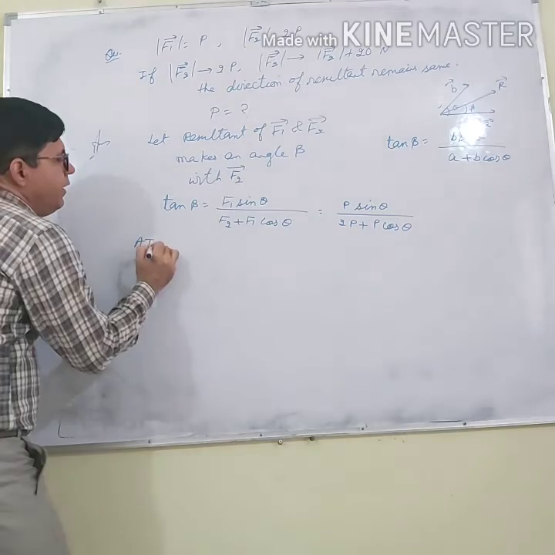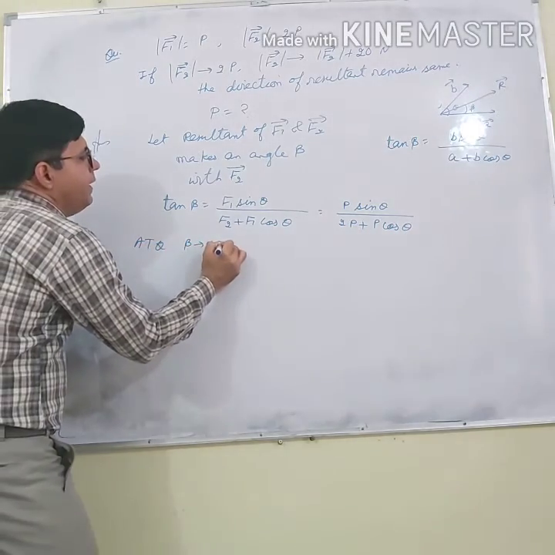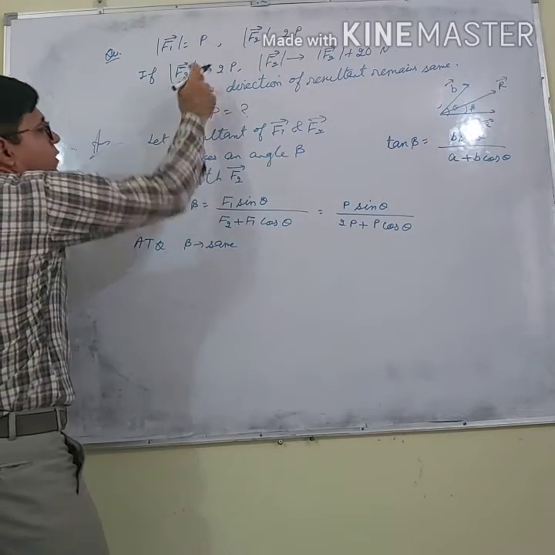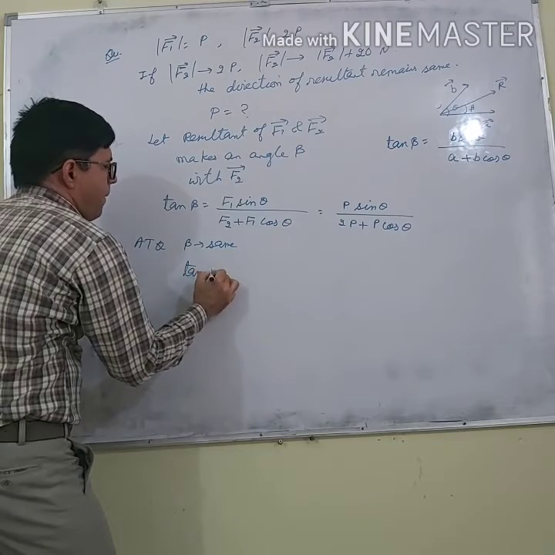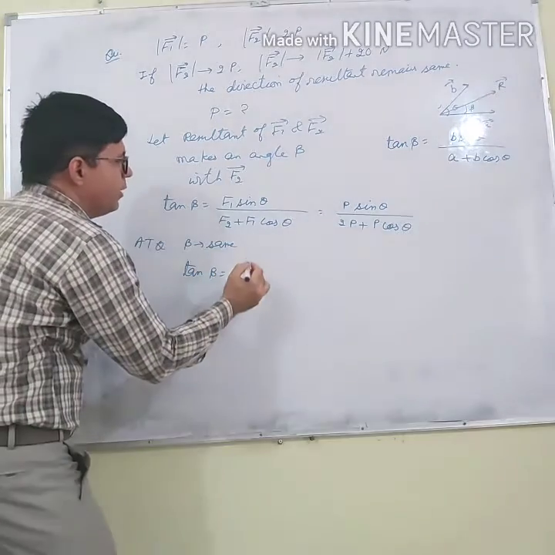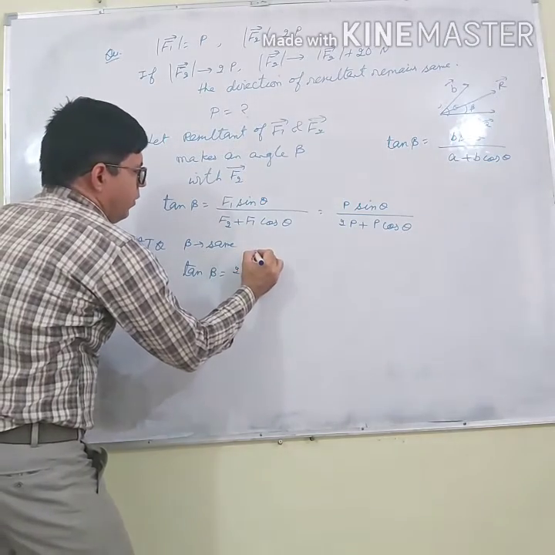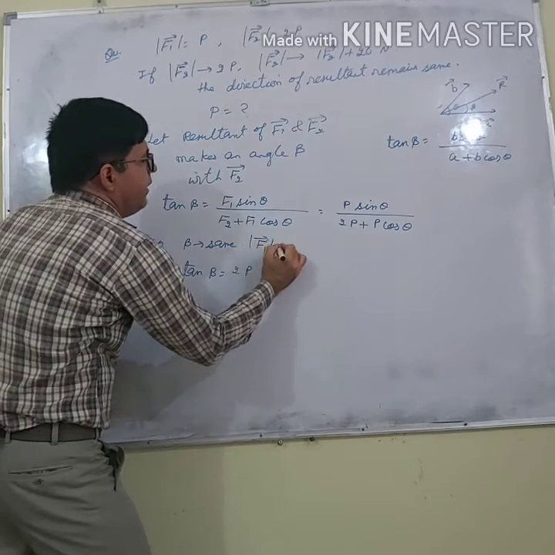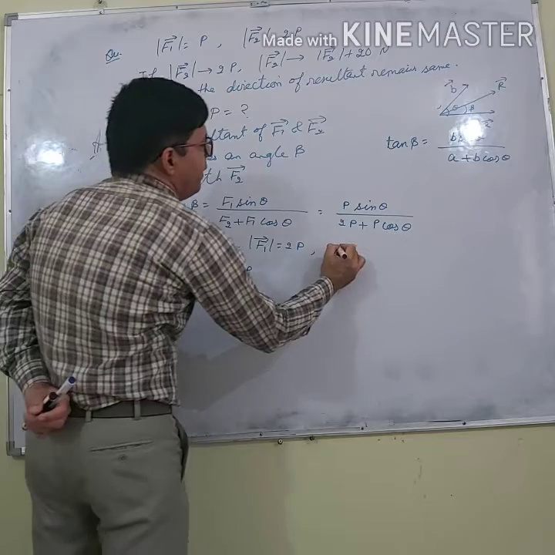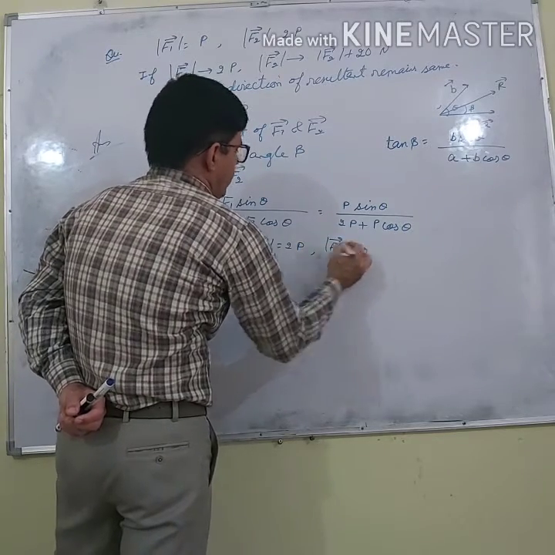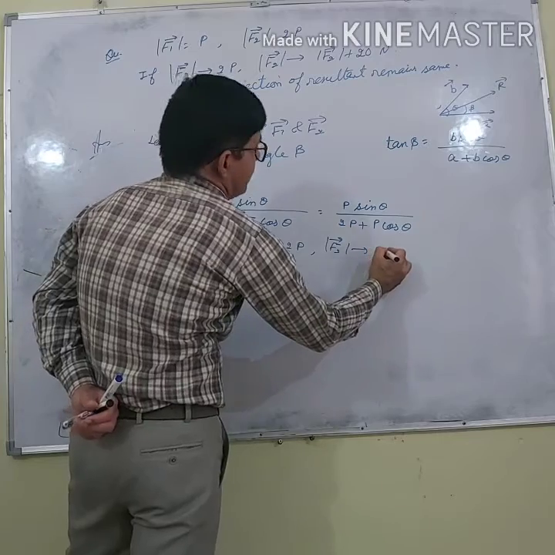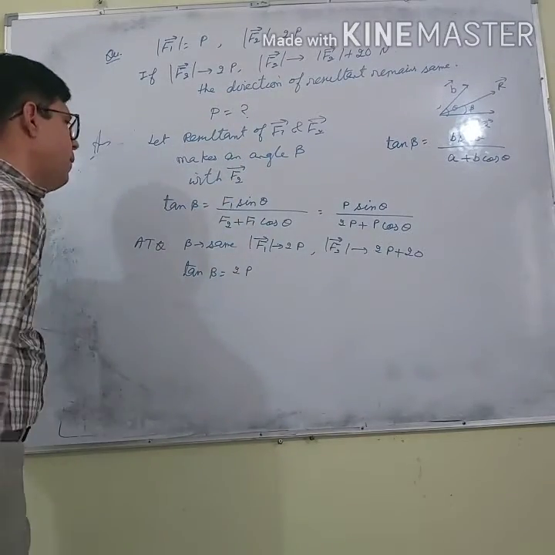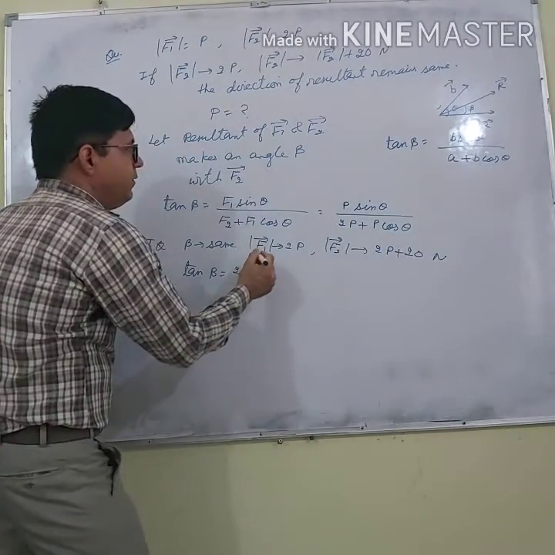Now, according to the question, beta remains the same if F2 is doubled, tangent beta is doubled, B2 remains the same. So beta remains the same if F1 is made twice of P and F2 is increased by 20 Newton. Right? So what is this?